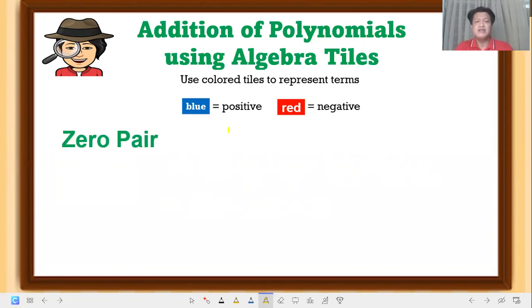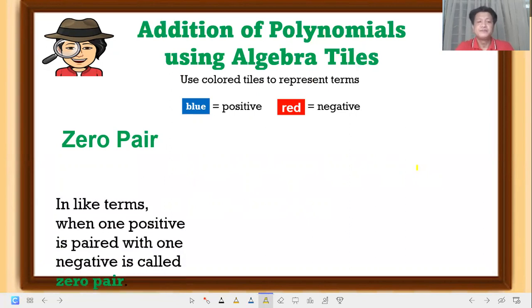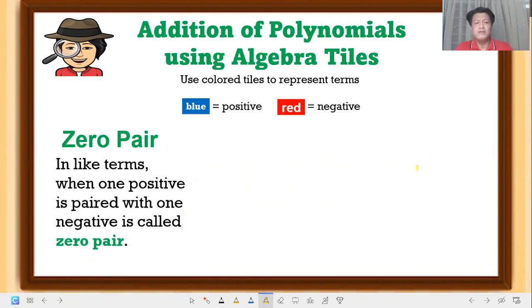Okay, but before we proceed to addition on how to perform the algebra tiles, kailangan alamin muna natin may tinatawag tayong zero pair. What is zero pair? Okay, in like terms, when one positive is paired with one negative is called zero pair. Anong ibig sabihin nun? Kapag meron kang isang positive at negative, pag pinartner mo yan, since like terms sila, magkakaroon tayo ng zero pair. Meaning to say, cancel out yon. Zero ang value niya.